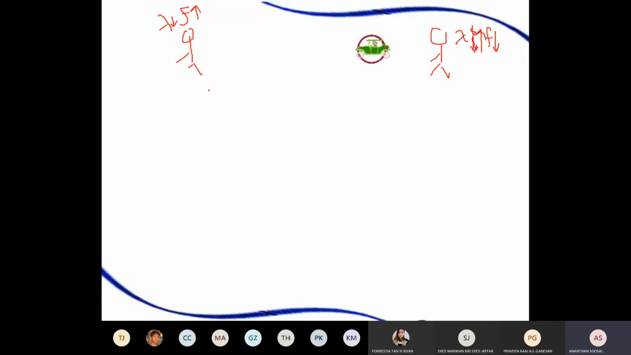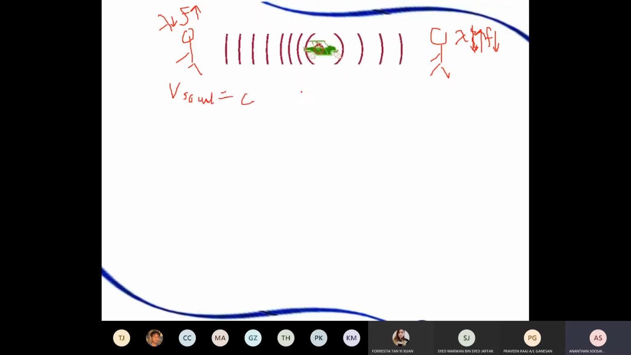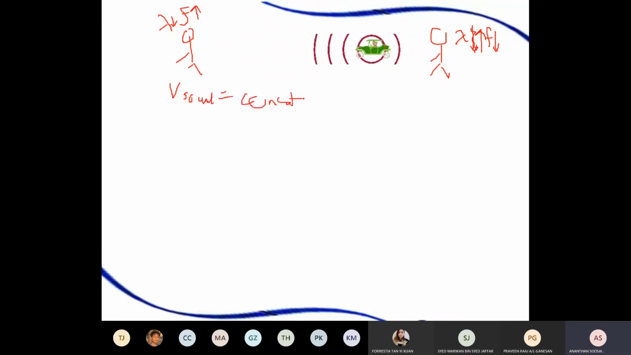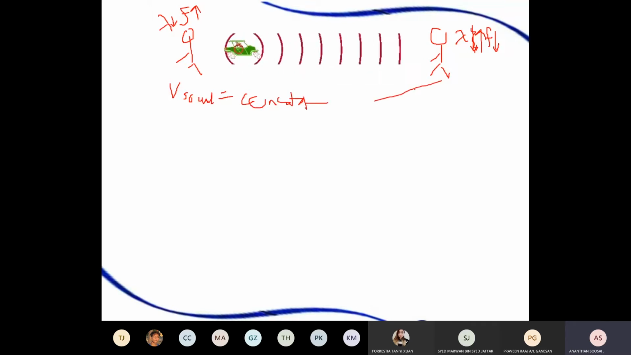But for both cases, what is the same? The speed of sound is the same. Speed of sound is constant here, and the same thing goes for the speed of sound here.